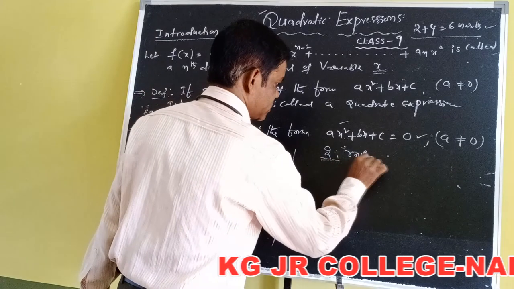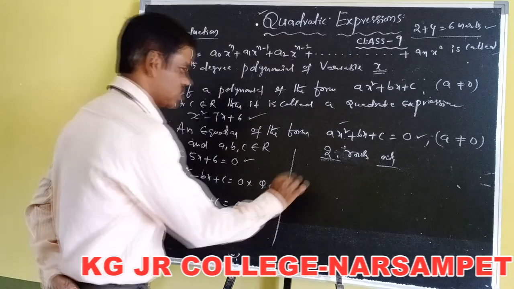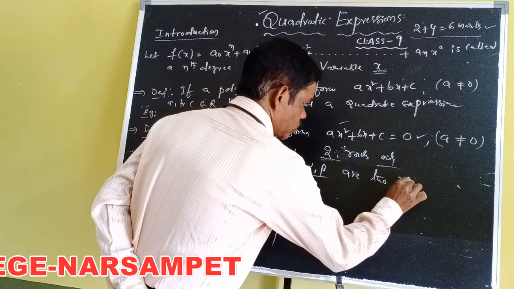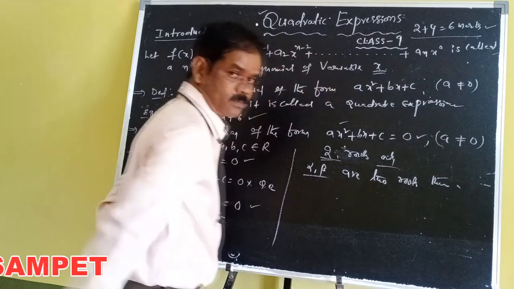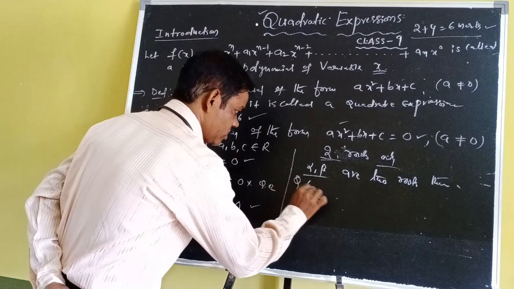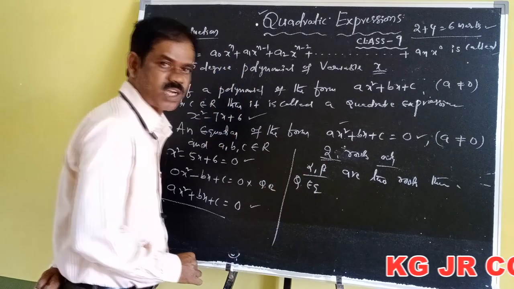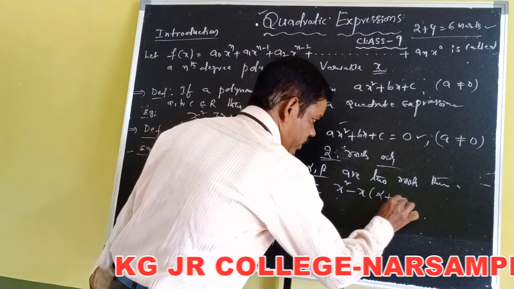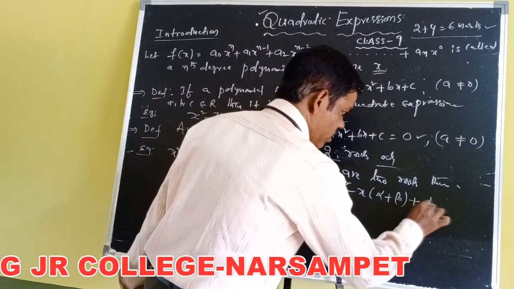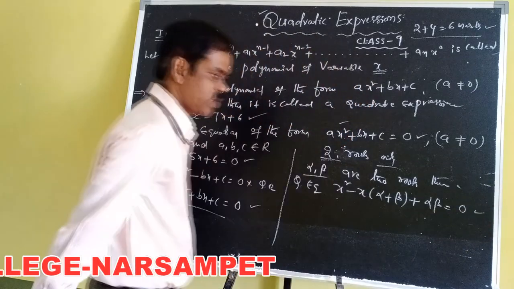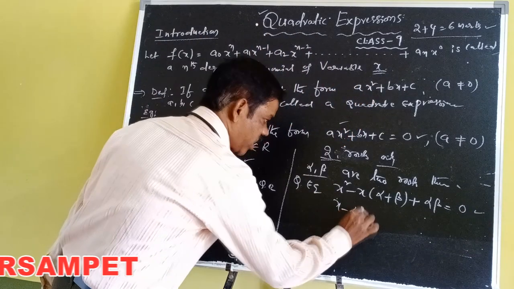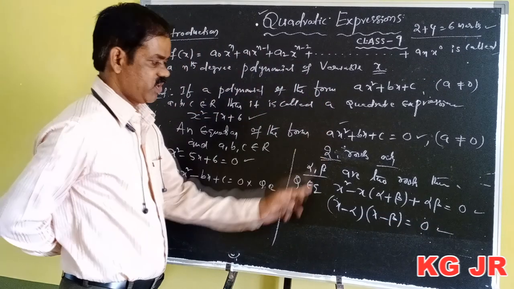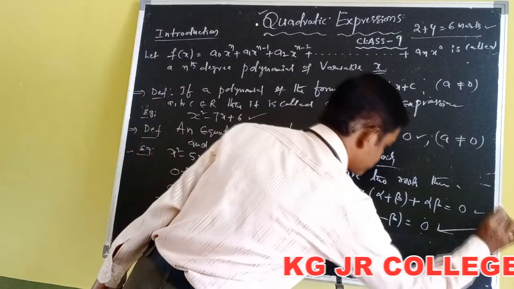Suppose alpha, beta are the two roots. Then we have to find the quadratic equation. How to find the quadratic equation if you know the two roots alpha and beta? x square minus x of alpha plus beta, that means the sum of the two roots, plus alpha into beta is equal to 0. This is nothing but x minus alpha into x minus beta is equal to 0. So every quadratic equation has two roots only.